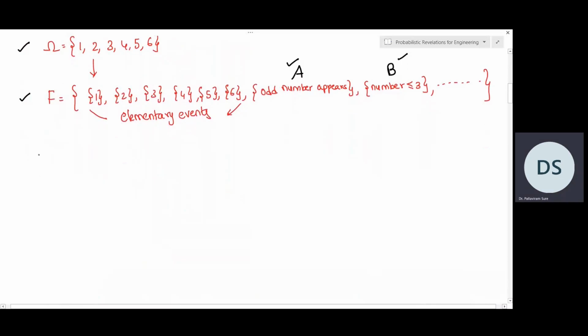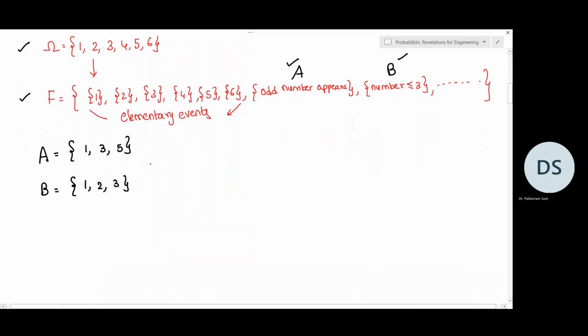So let's say, what is event A? Event A stands for an odd number appearing on the dice. So 1, 3 and 5 are all the possible outcomes in A. In the same way, B stands for the number on the dice being less than or equal to 3. So its possible outcomes are 1, 2 and 3. So if we write the probability of A, since it has 3 elementary events, its probability is 3 by 6. And in the same way, the probability of B, since it also has 3 possible elementary events, is 3 by 6.